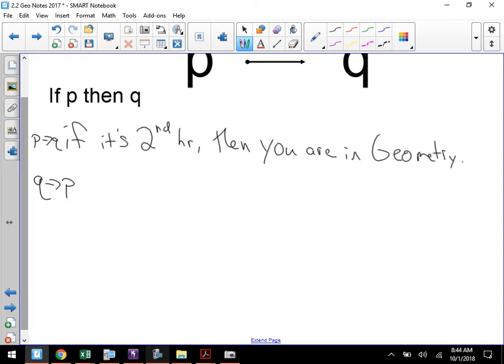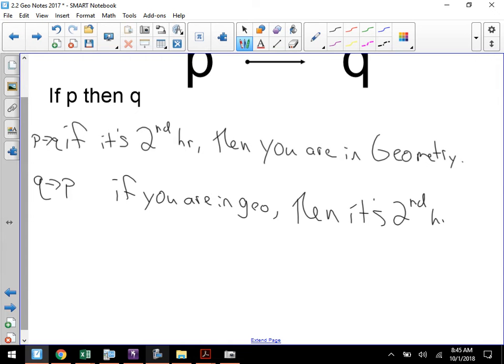Close. We won't put the "if" and "then" in there. Yeah, you just forgot the "if" part. Yeah, but you're on the right track. Yeah, exactly. If you are in geometry, then it's second hour. Okay? We can just flip-flop it.